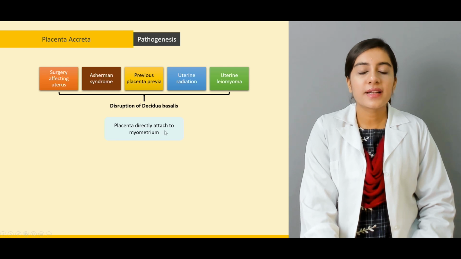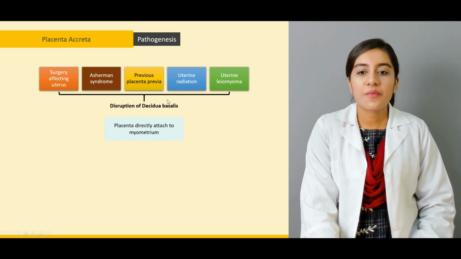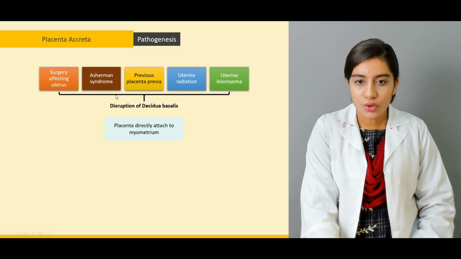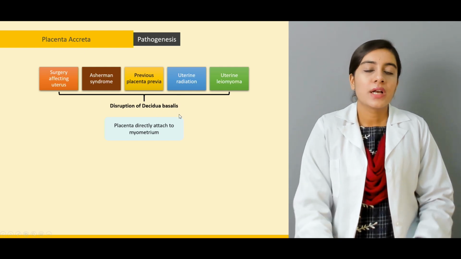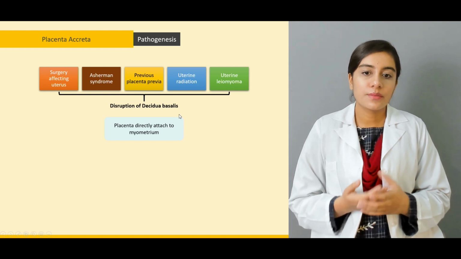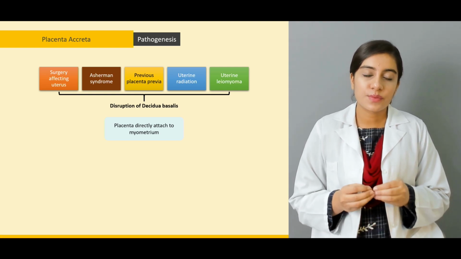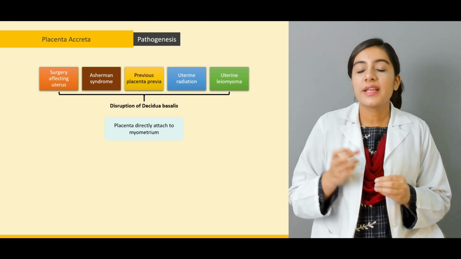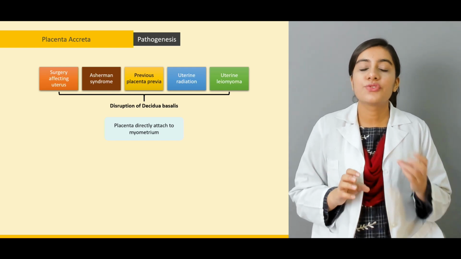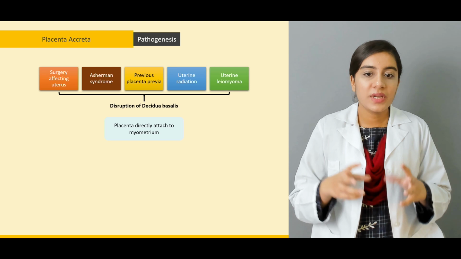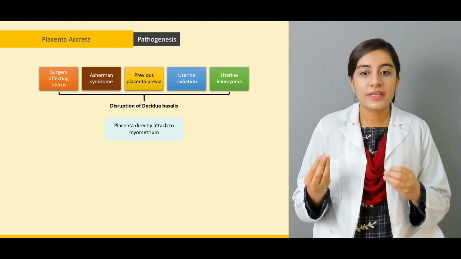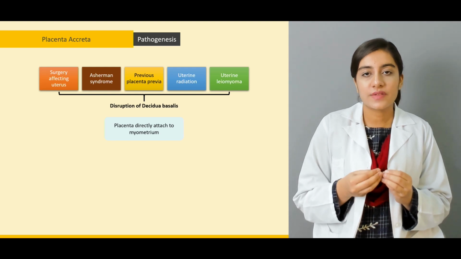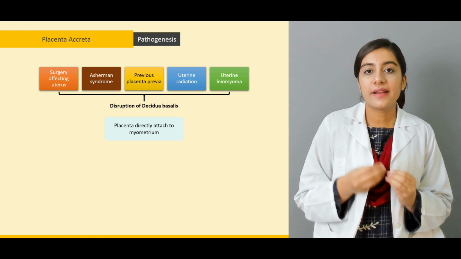Then the placenta directly attaches to the myometrium when this decidua is not formed. Basically, it is the disease of this decidua. I have talked about so many times before that the decidua is a layer that separates the placenta from the uterine layer. They are not supposed to be attached directly to each other. Otherwise, the villi will directly penetrate into the uterine muscles, and that is not normal.